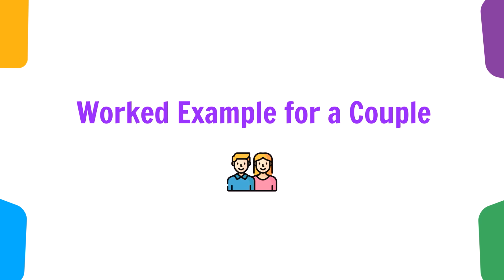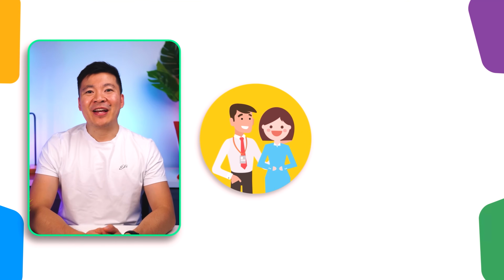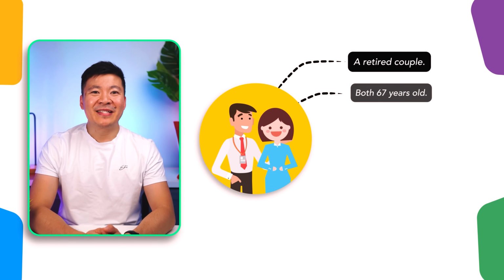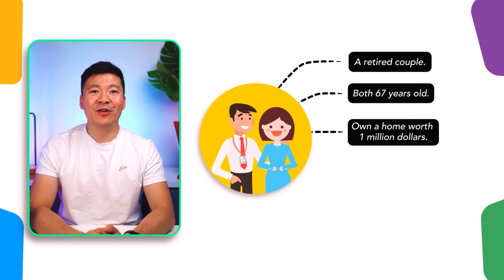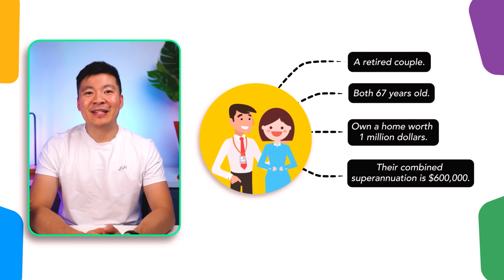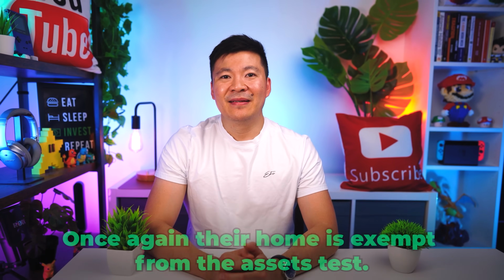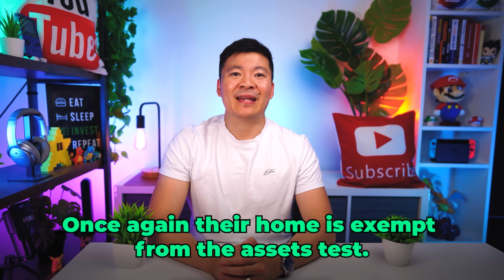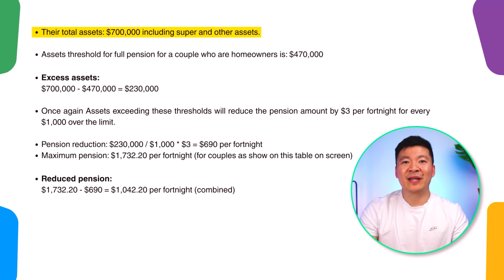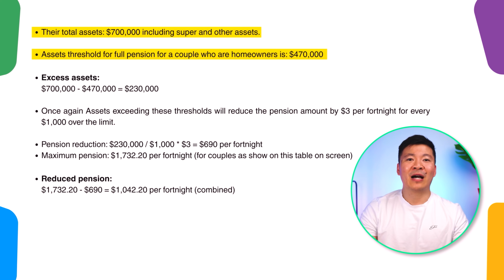Let's now look at a worked example for a couple. Our friends Jack and Rose are a retired couple, both 67, they own a house worth $1 million, their combined superannuation is 600k, and they have 100k in other assets. Let's start with the assets test. Once again, their home is exempt from the assets test. Their total assets is 700k, including super and other assets. The assets threshold for full pension for a couple who are homeowners is $470,000.